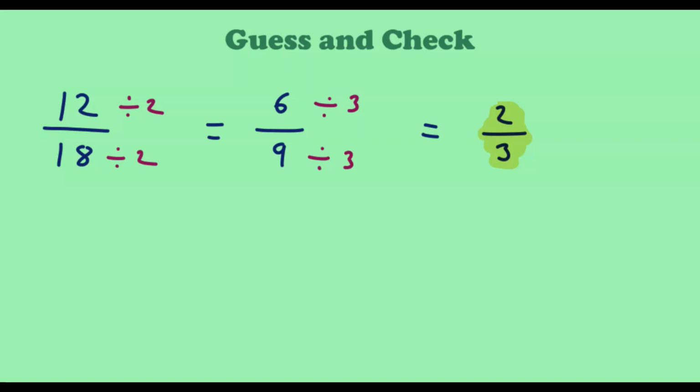Now, what did we do here? We guessed and checked. What does that mean? First of all, we guessed that we can use the number 2 to reduce this fraction. We do that, and then we check to see whether the resulting fraction is simplified or not. We can see that it is not simplified, and so we divide the numerator and denominator by 3, and then we end up with our simplified fraction 2 divided by 3. So this is the method of guess and check.